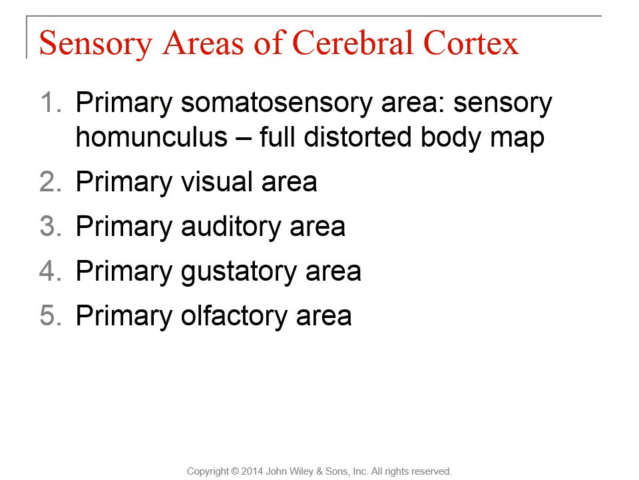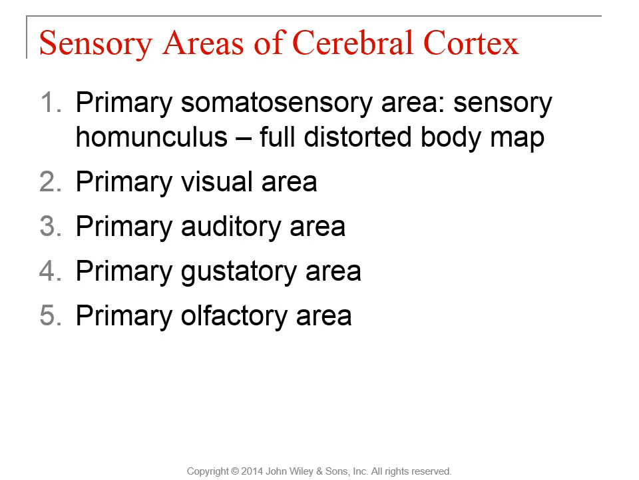So the sensory areas we're going to talk about for the most part are in the cerebral cortex. The primary sensory area is going to be the sensory homunculus. This basically is a distorted body map. Most of you have watched cartoons before as kids. Naturally, everything is distorted. A lot of times the head will be a lot bigger than the rest of the body, or someone has big hands or big feet.